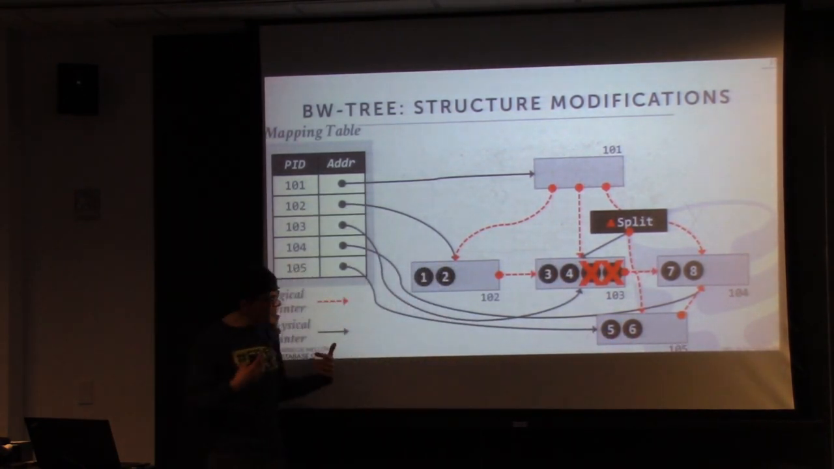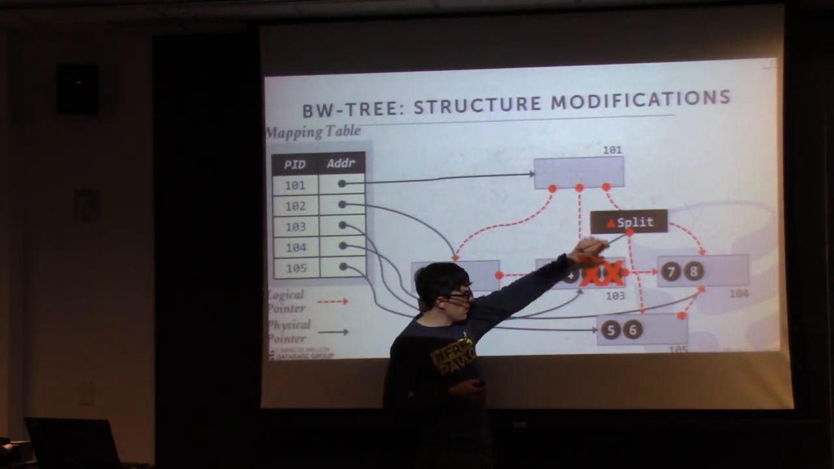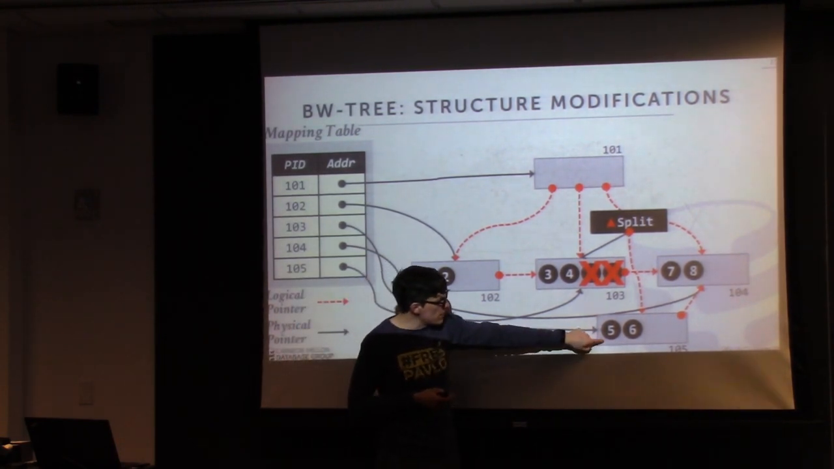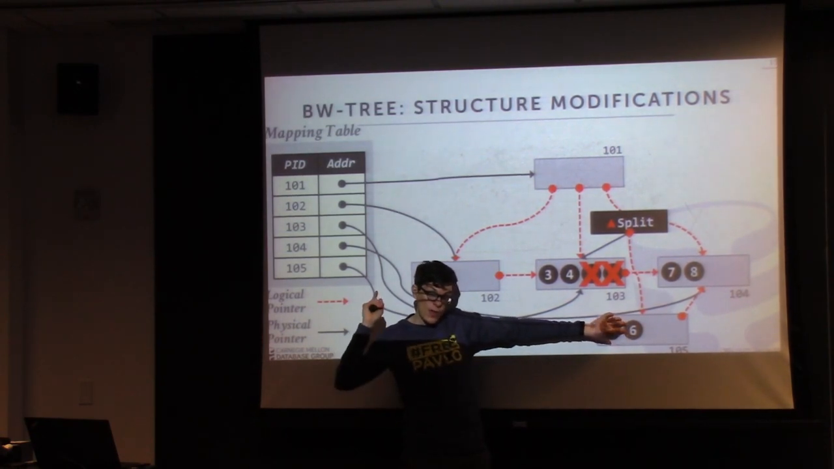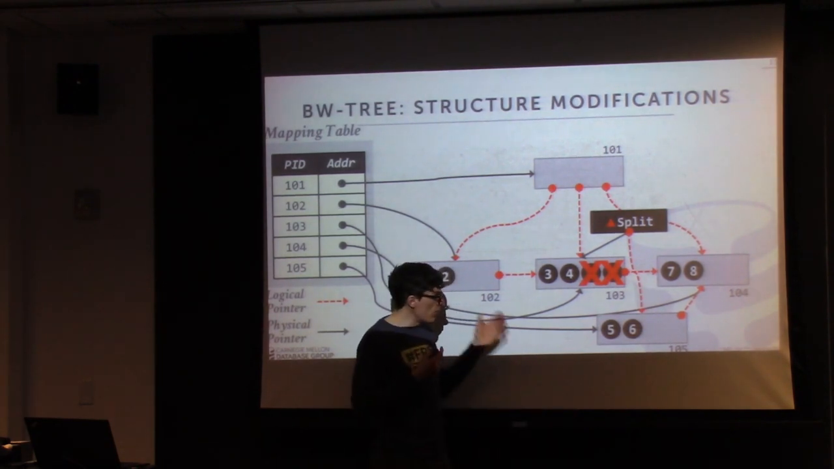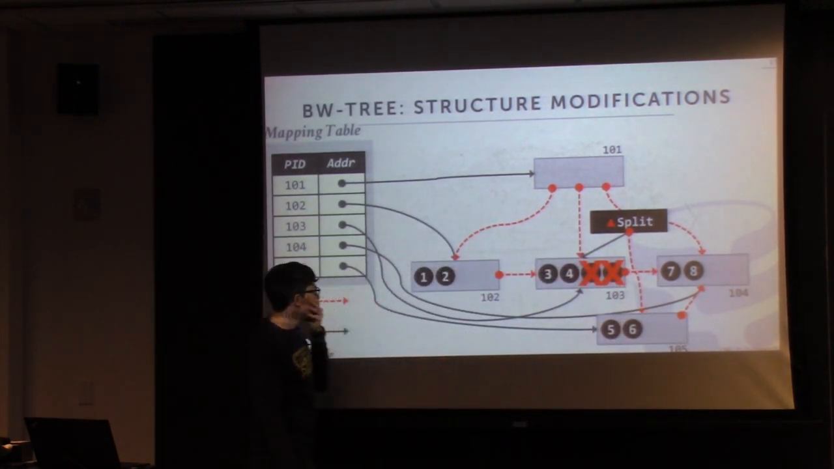Now again, this is where the ordering matters, because before we can put the split record into our delta chain, we have to make sure that we have a physical address for page ID 105 down here. Because when we add the logical address, if this doesn't exist yet in the mapping table, someone could do a lookup and land nowhere. So we know that this has been installed, so it's okay for us to add the logical pointer here.